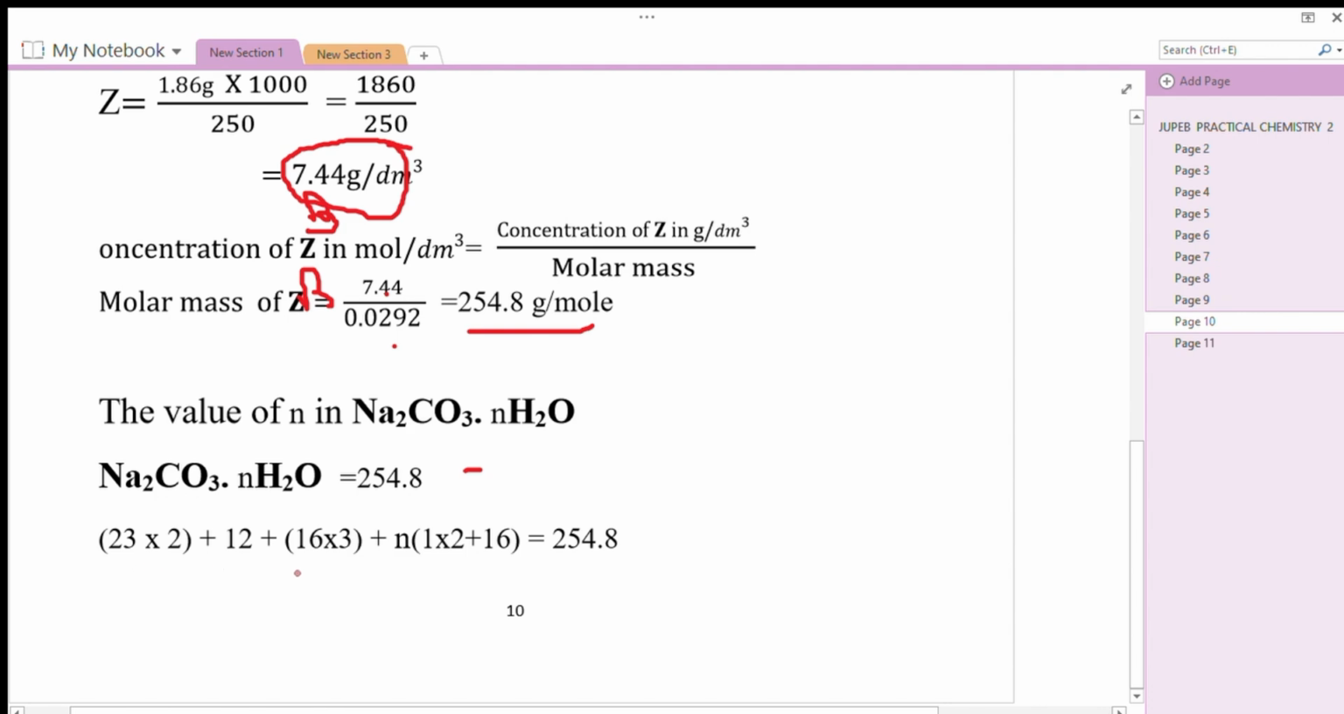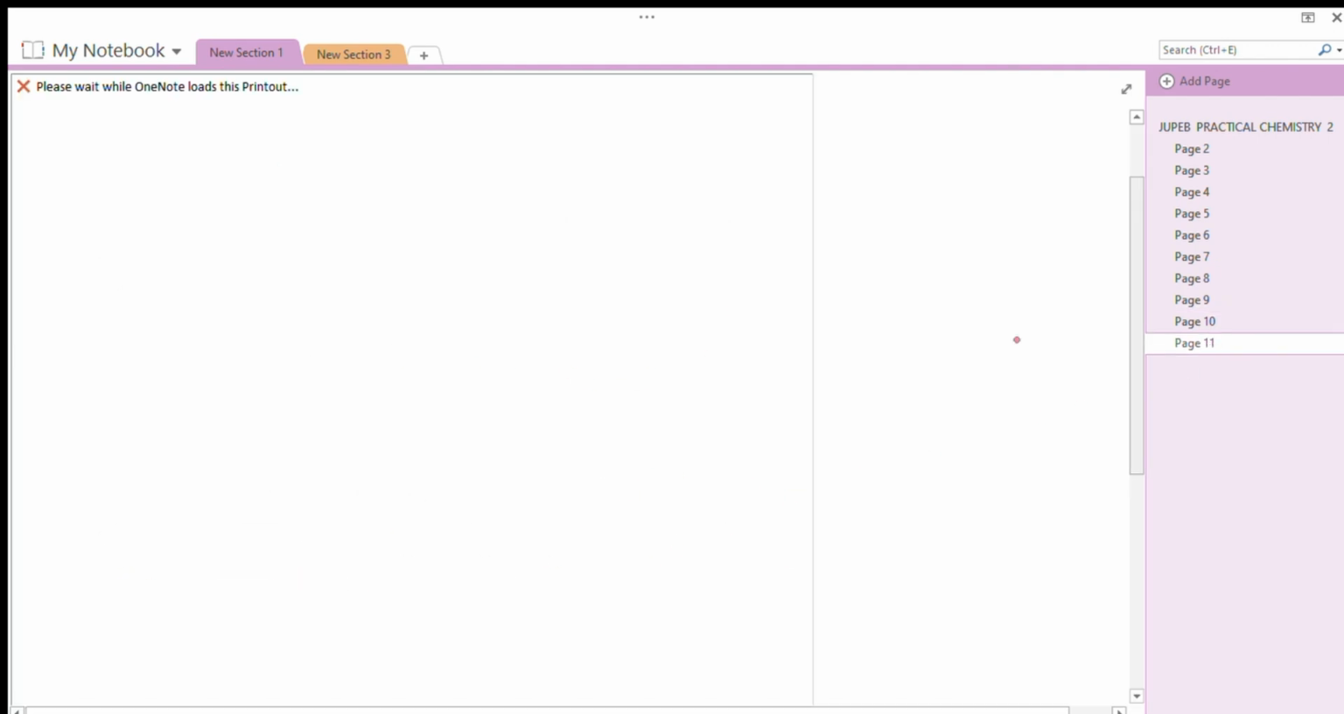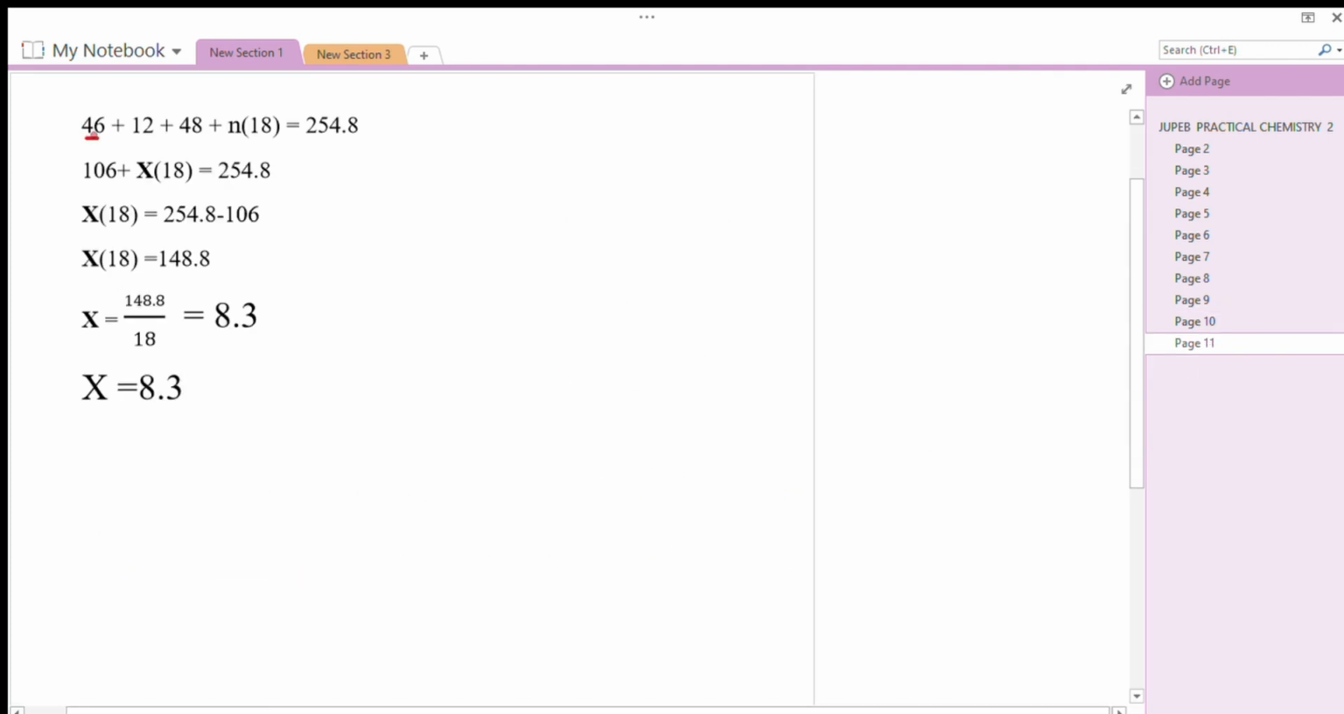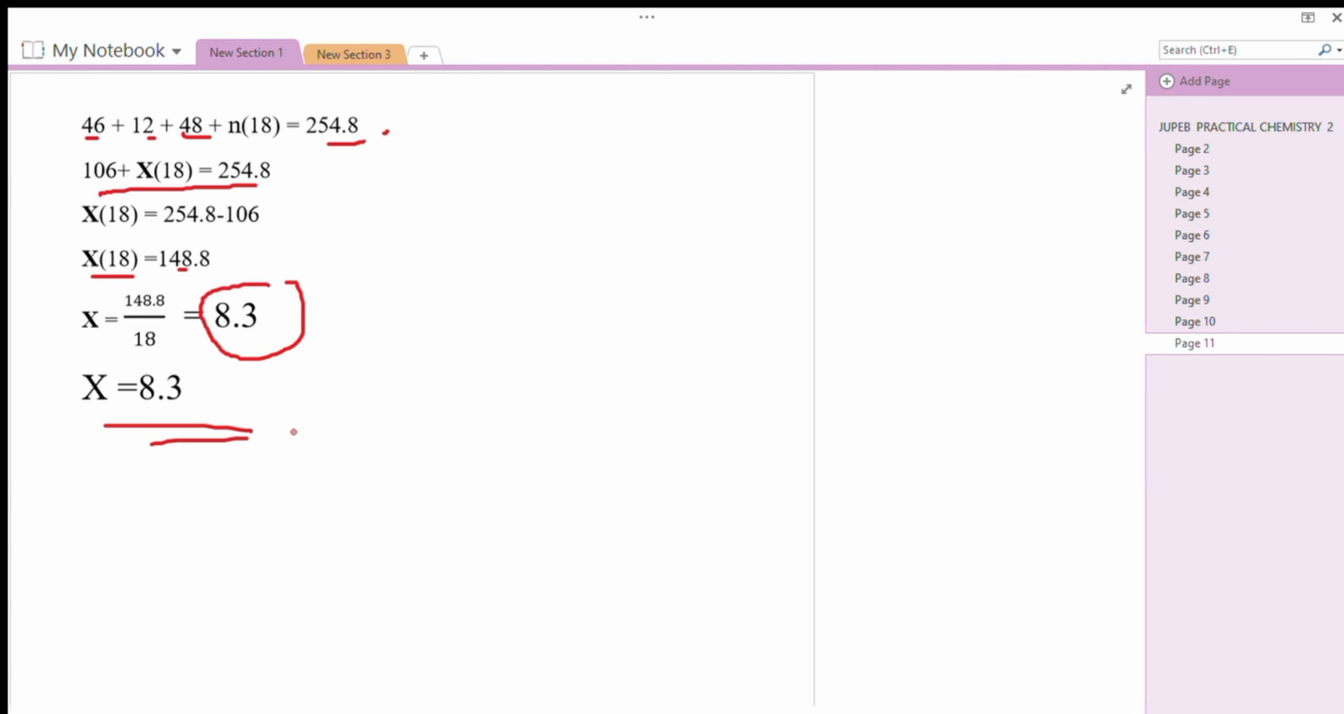So when you substitute the values correctly, you look at it: 46 plus 12 plus 48 in that order, and divided by 18. Then you have 8.3. So the value of n there will be 8, not 8.3, because it's going to be a whole number. But originally, from experience, we only have decahydrate. I've seen decahydrate in chemistry, especially for trioxocarbonates. It's supposed to be 10, but it's an experiment, so it is all acceptable.